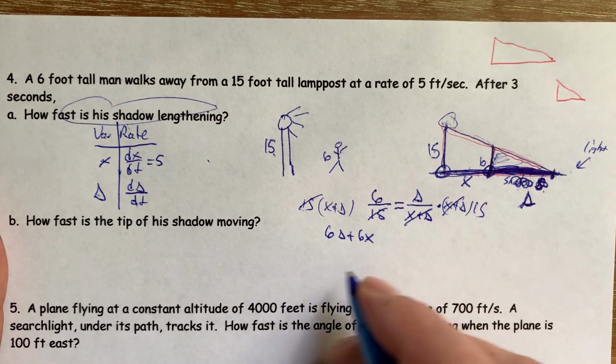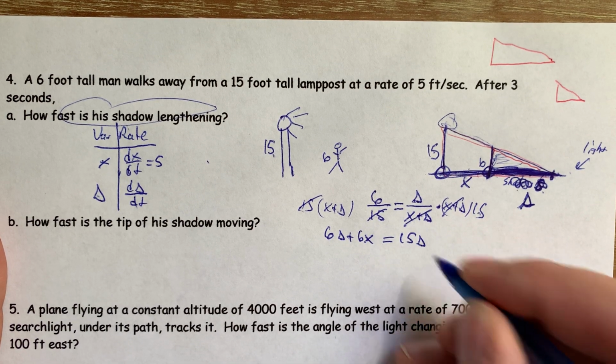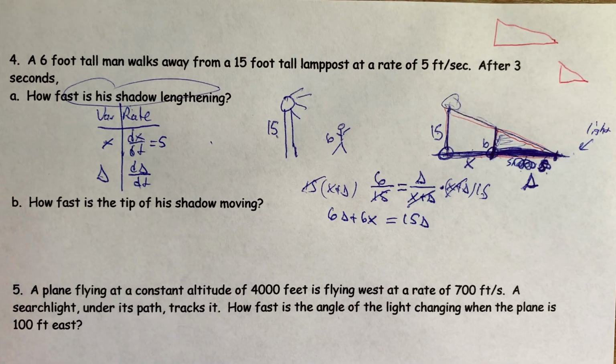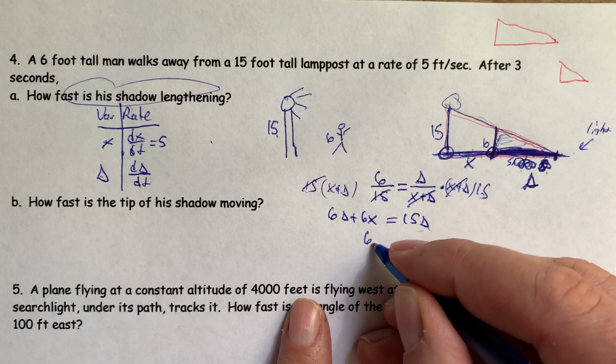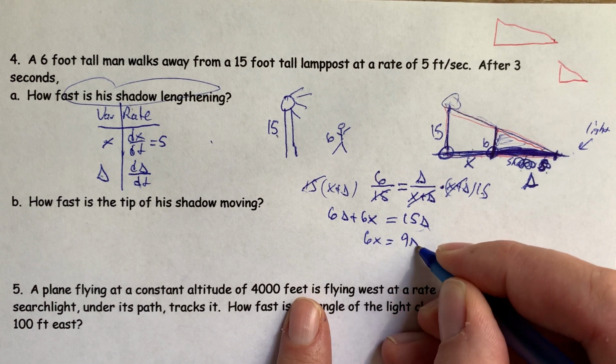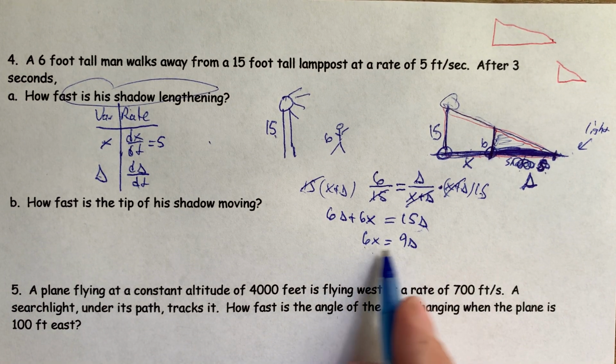Oh, I should have put 6x first. Equals s times 15 is 15s. My s looks a lot like a triangle. Get over it. You guys can subtract 6s on both sides to combine nicely. And now we've got a really easy relationship between x and s.